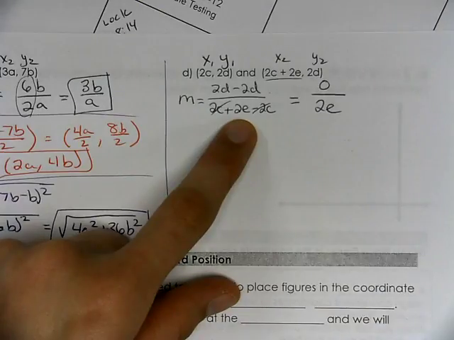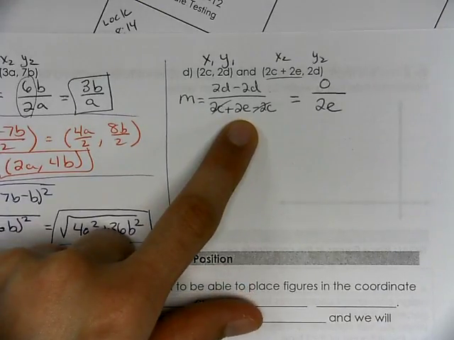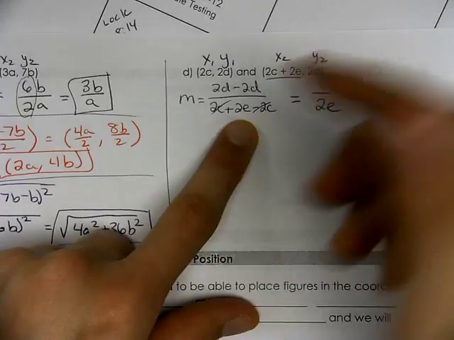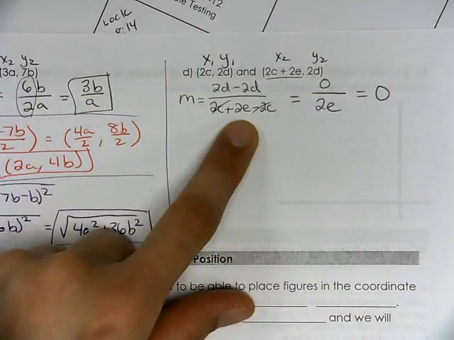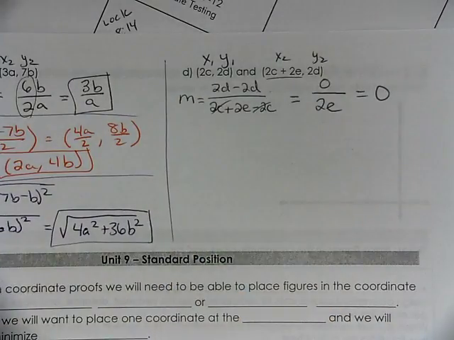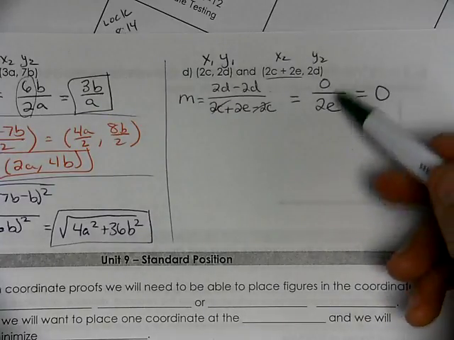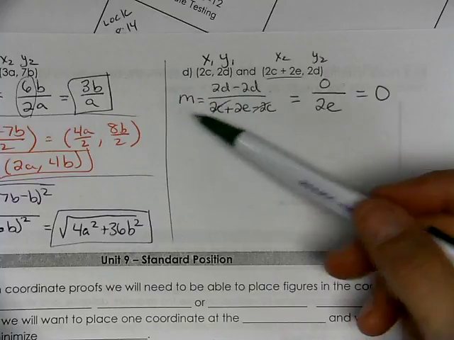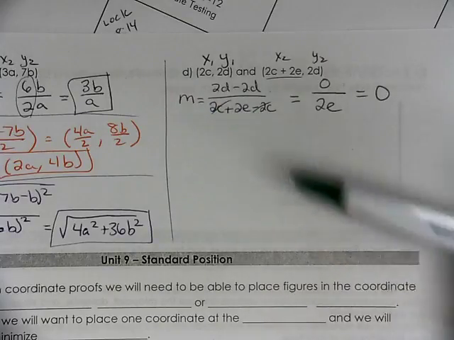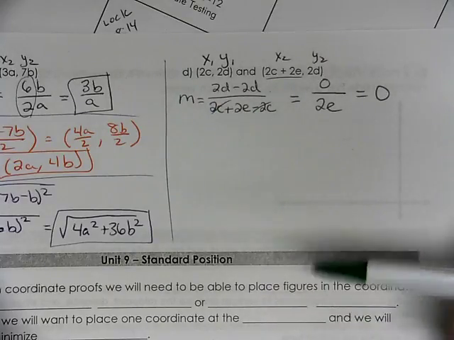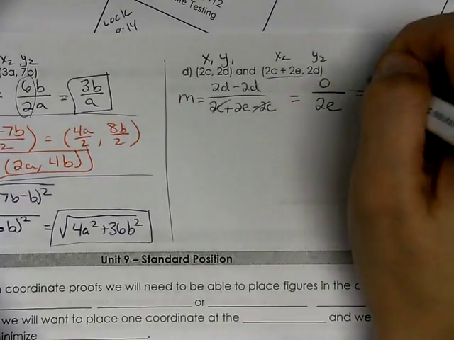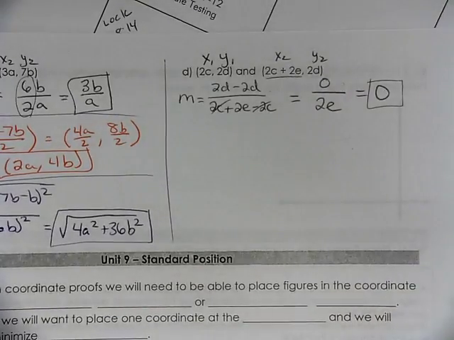For slope, if you have 0 on the top, what's the slope? 0. If 0 was on the bottom, what would be my slope? Undefined. Because that could happen too if these were in reverse order. So I'm done. It looks more difficult, but my answer is just the easiest answer.